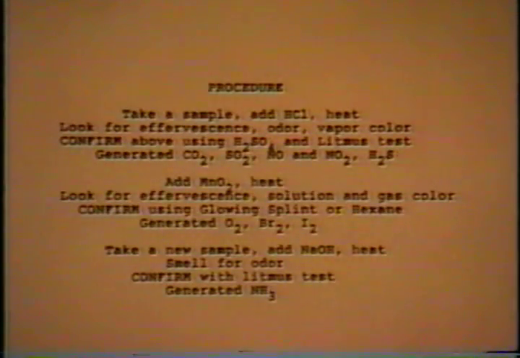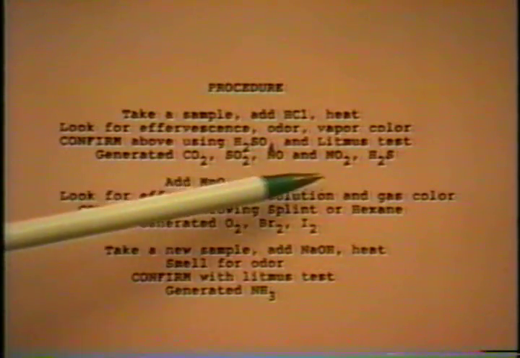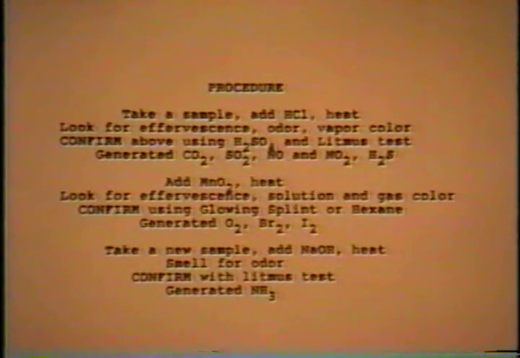To identify your unknown, take a 1 milliliter portion and add about a milliliter of HCl to it. Then look for effervescence, odor generation, or some vapor colors. You should do this both before and after heating. Now, if you do notice something, you've probably generated one of these gases. If you haven't noticed, then you probably have not generated one of those. But in any case, go on to the next step.